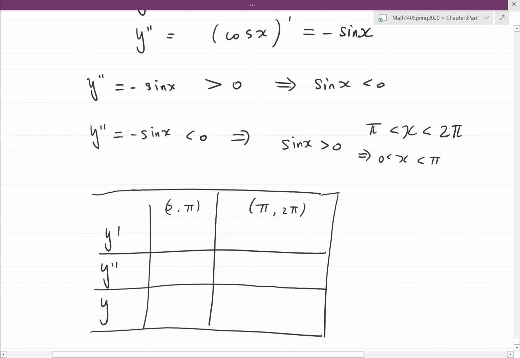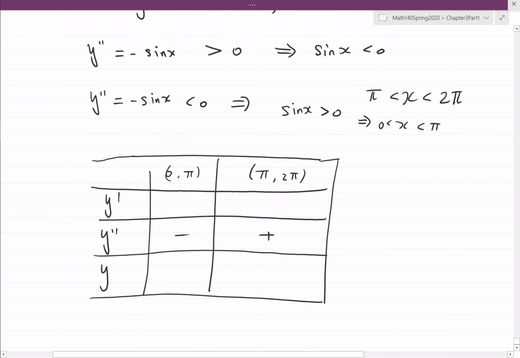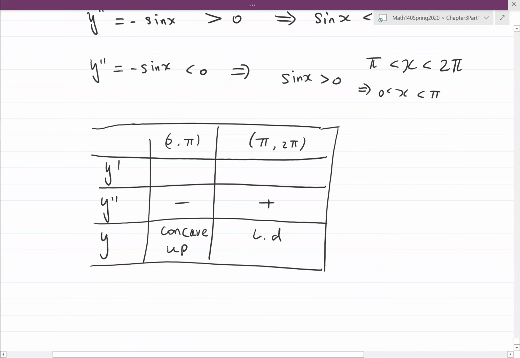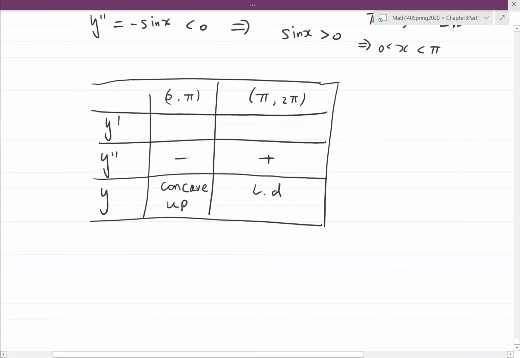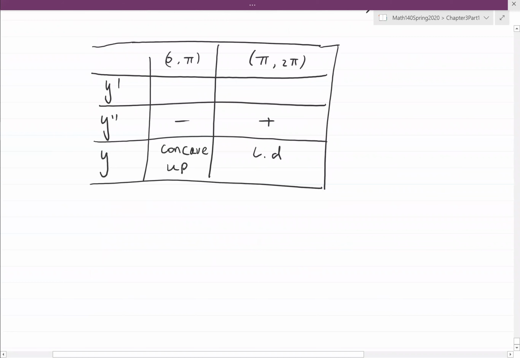Okay, let's just use concavity. So when x is from 0 to pi, this is negative and this is positive, so it's concave up. This is concave down. Now if you plot its graph, of course, you also need to consider increasing and decreasing.